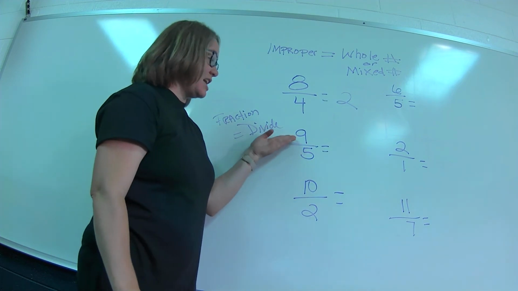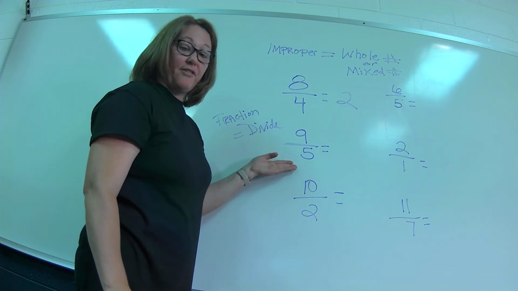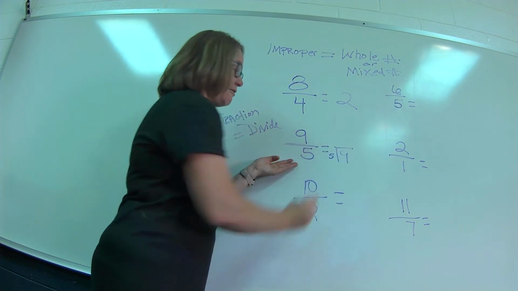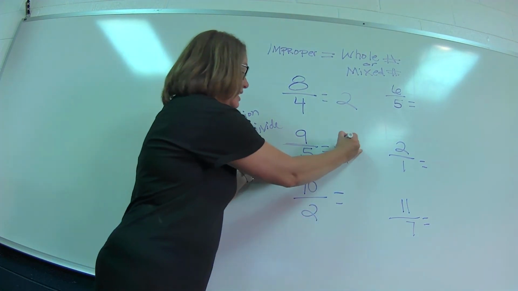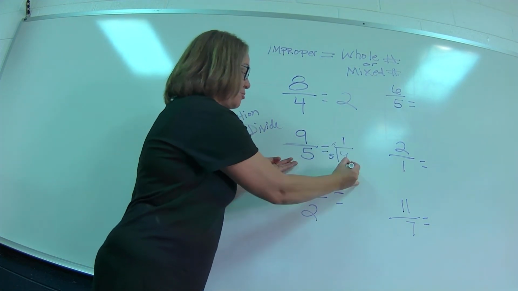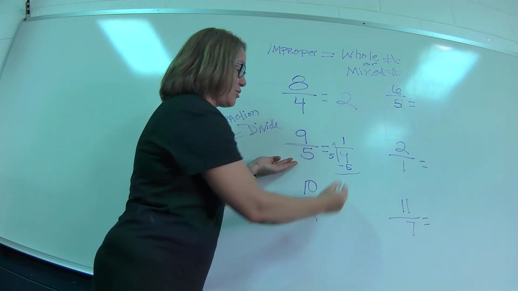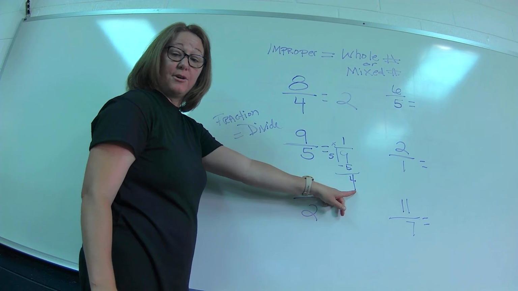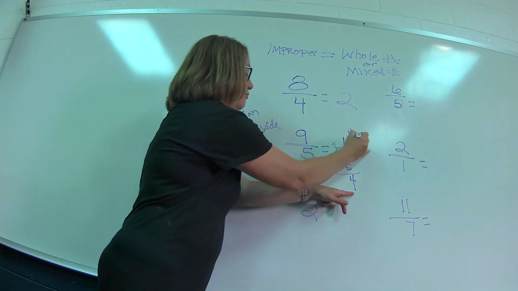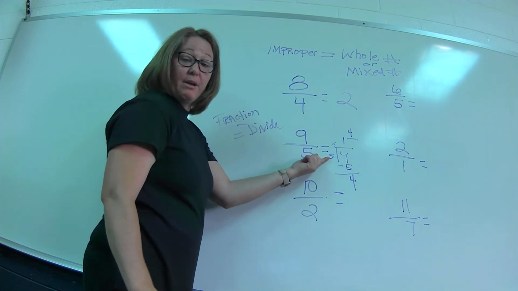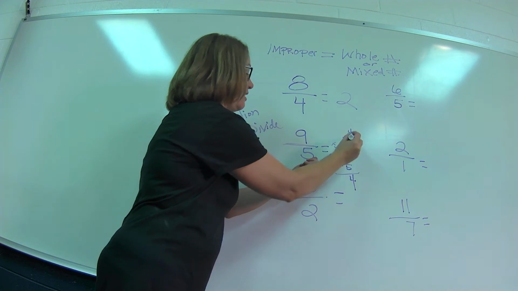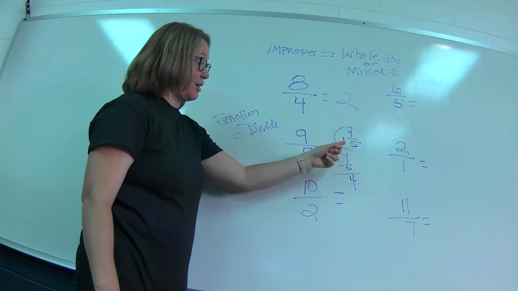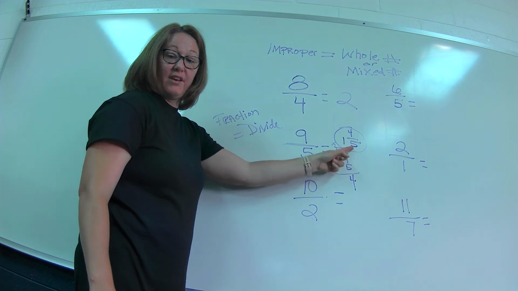Okay? Here I have 9 divided by 5. Alright, so I take 9 and I divide it by 5. 5 can go into 9 one time. I multiply back. Now I subtract. 9 minus 5 is 4. Now I'm going to take my remainder, make it a numerator, 4. My divisor will be my denominator, 5. So 9/5 gives me a mixed number of 1 and 4/5.